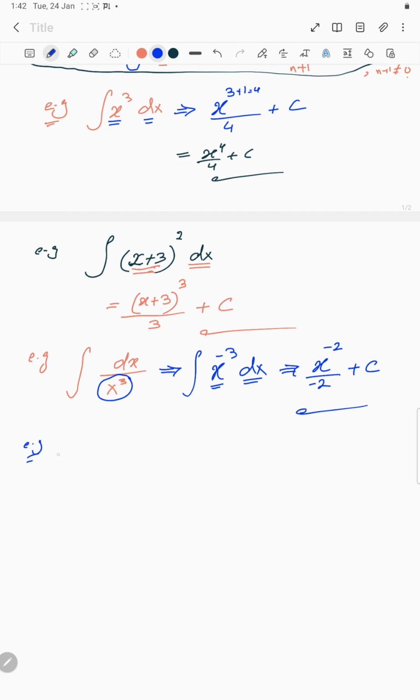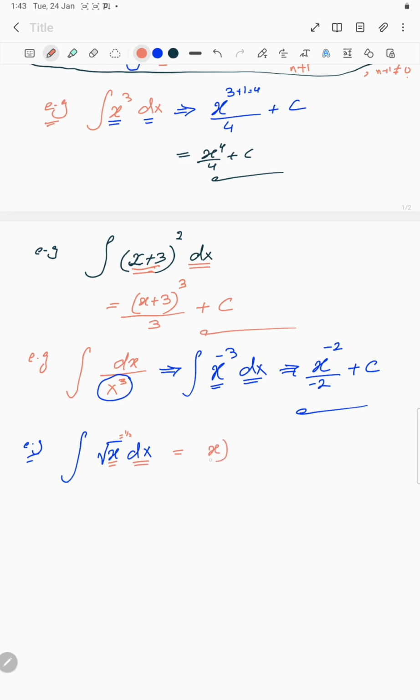See another example. Integral square root x d of x. So here again you can see the function is x whose power is square root, meaning 1 by 2. And its differential is dx you have along with it.